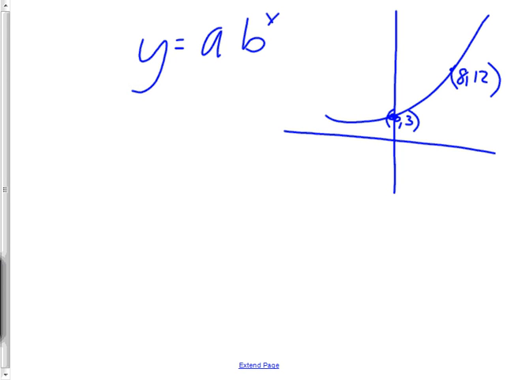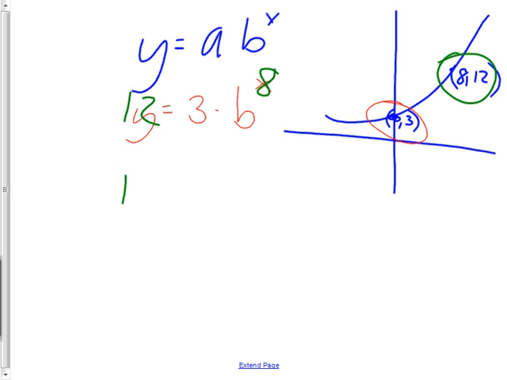Okay, here's what you should have done. I'm going to do it fairly quickly because it's a review problem. Y equals, the A is the starting value. Right there tells me that it's 3. 3 times B to the x. Don't know B yet. I put in x and y. How do I know x and y? From that. That's x being 8 and y being 12. So I have 12 equals 3 times b to the 8th. Divide by 3 on both sides. 4 equals b to the 8th.